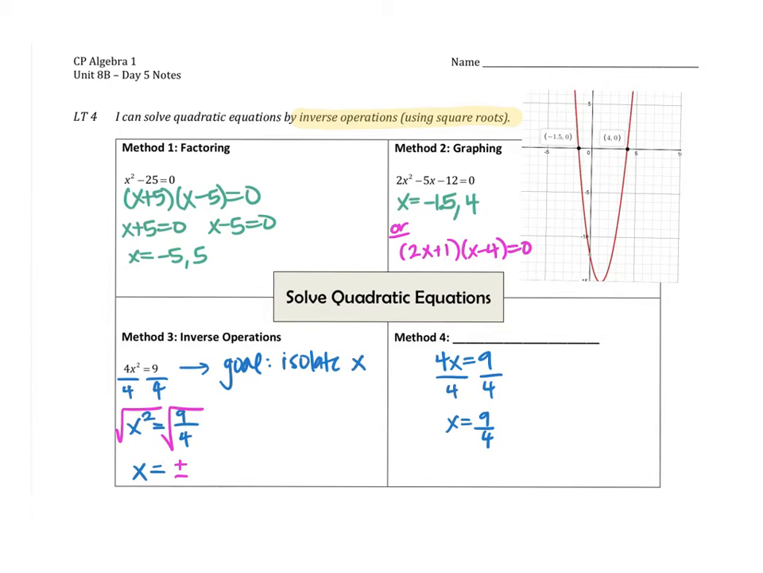We'll go more in depth than this before, but I have square root of 9 over square root of 4. Square root of 9 is 3. Square root of 4 is 2. So by using inverse operations, notice that's 2 steps, I can get my two solutions, and this is the same thing as saying x equals a positive 3/2 and a negative 3/2. So in the following videos, we're going to explore how to solve all these different problems with inverse operations.